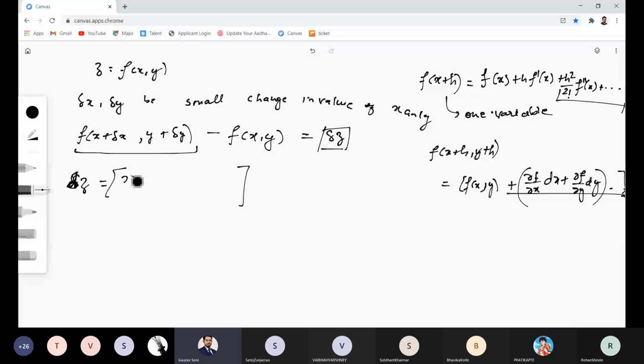And what you have to remember is that this represents the error in z with respect to errors in x and y. Dx is the error in x, dy is the error in y. When we put in the values, we will get the actual error in z.